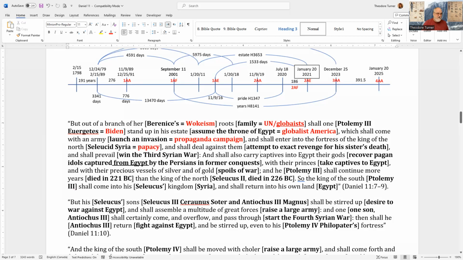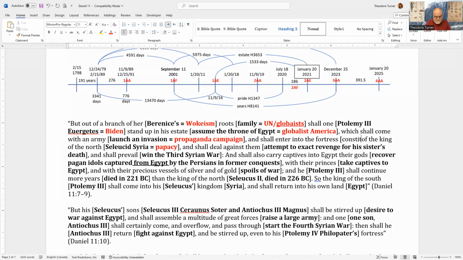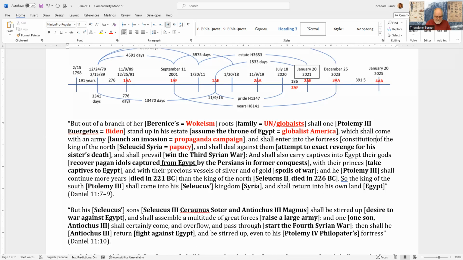So this is going to change, right? That's not going to be the same. Now, what's the fortress of the king of the North? So we don't really need to put the historic here. We will just say, this is the Constitution, right? In our application. Is that how we understand the fortress? The US Constitution.